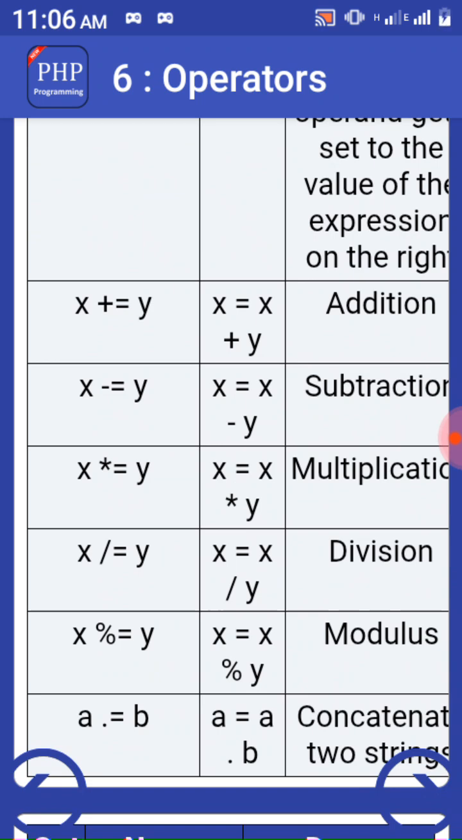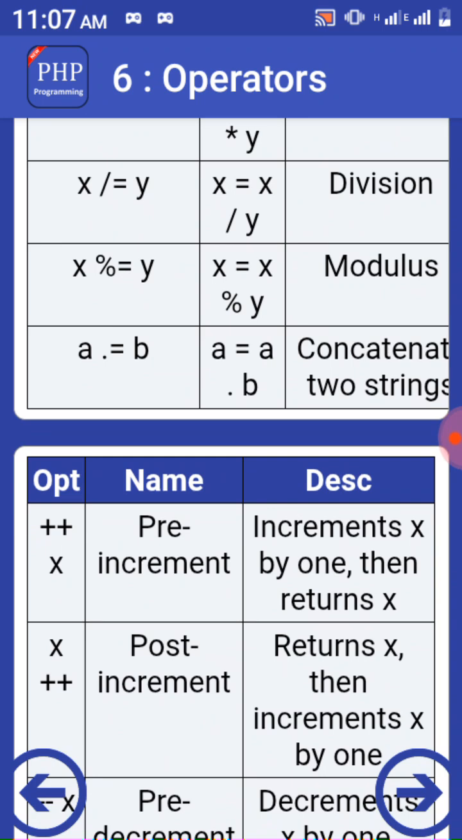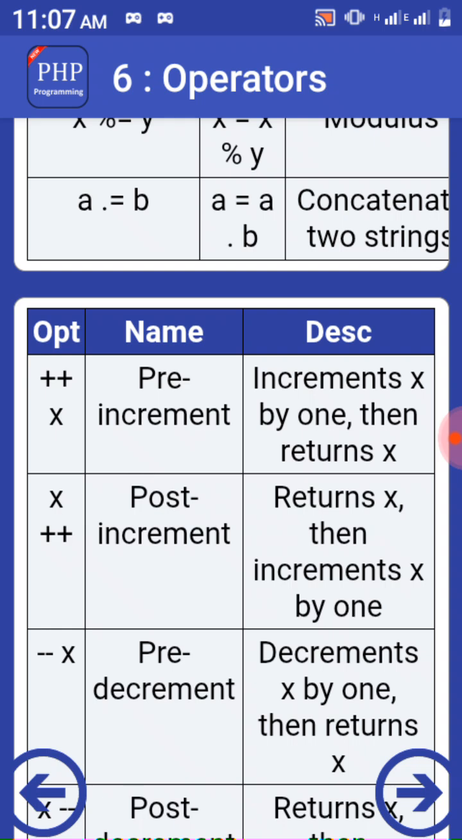This is subtraction. x times equals y means x equals x times y, multiplication. x divide equals y means x equals x over y, the division. x modulus equals y means x equals x modulus y. a concatenate equals b means a equals a concatenate b, concatenating two strings.